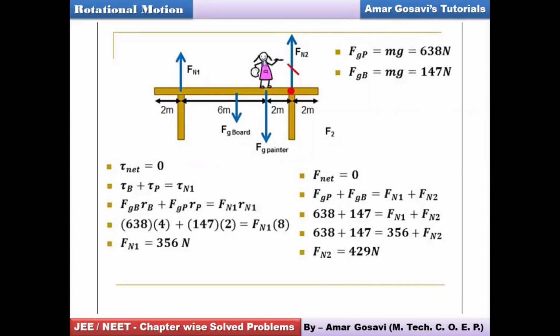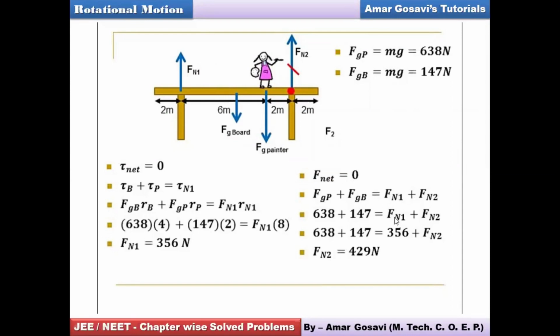But the second condition of equilibrium is F net equal to 0. That is, the net force is equal to 0. So upward forces should be equal to downward forces. What are the downward forces? Fg painter and Fg board. So add them. These are the downward forces, and they should be equal to the upward forces. The upward forces are Fn1 and Fn2. So you can see Fn1 plus Fn2.